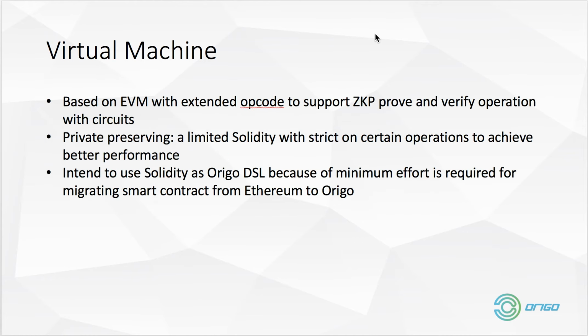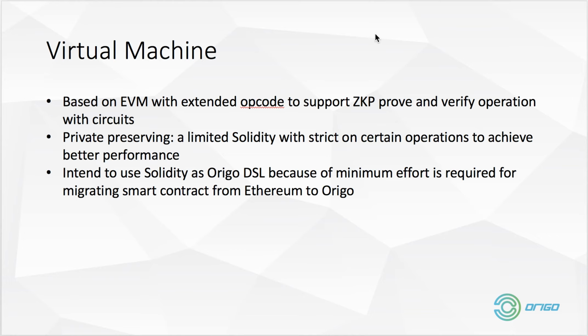So we will base on UVM at first, with extended opcodes, extended functions to actually support the ZKP proof and verify operations with the circuits compiled from the program. And for privacy preserving, we will first limit the Solidity functions with a restriction on certain operations to achieve better performance. Just think about compiling a really complicated thing into an arithmetic circuit.